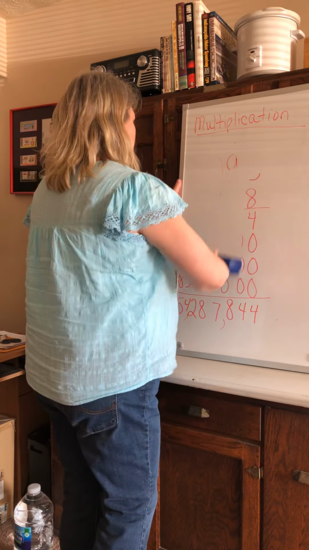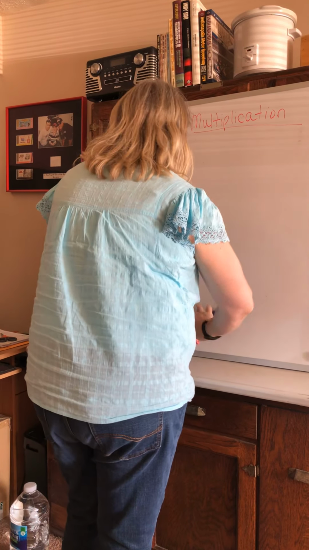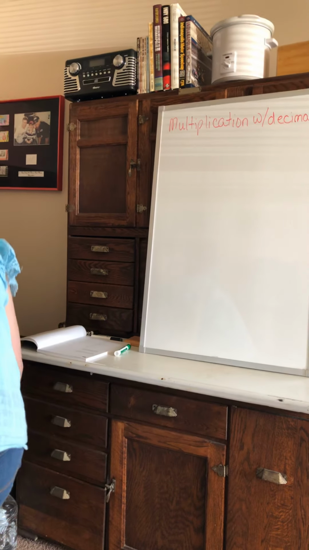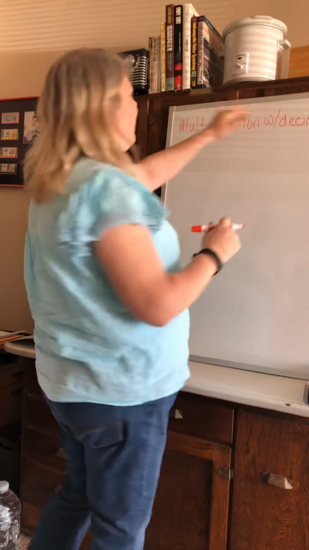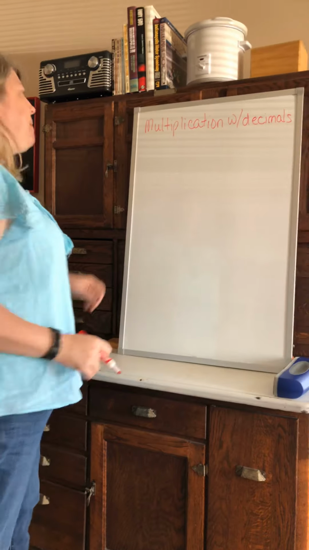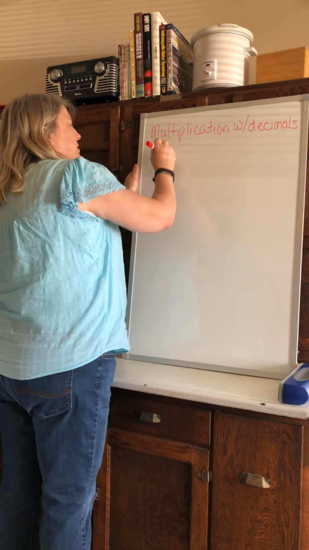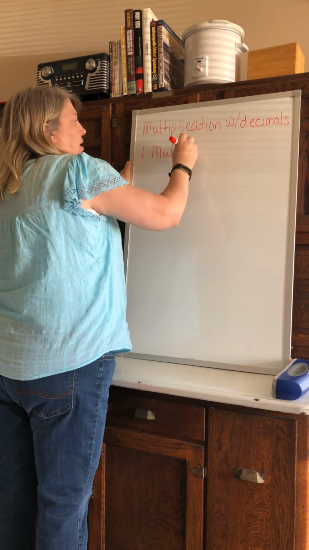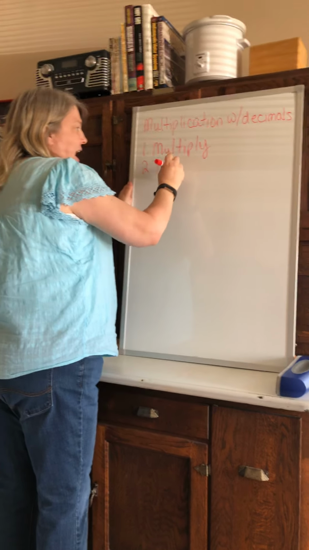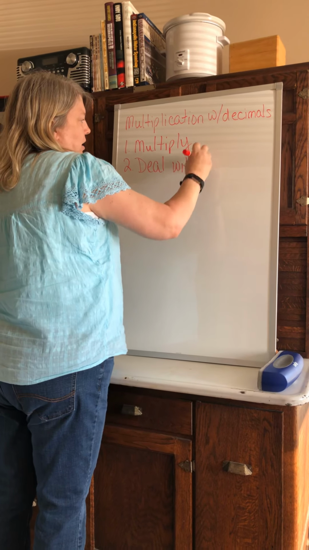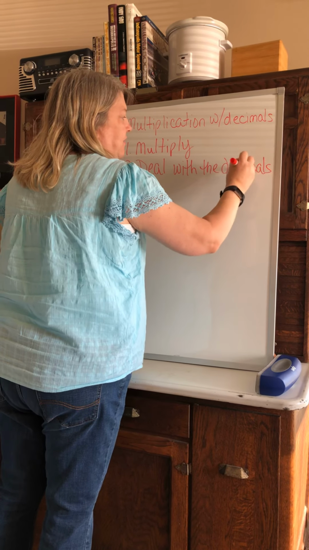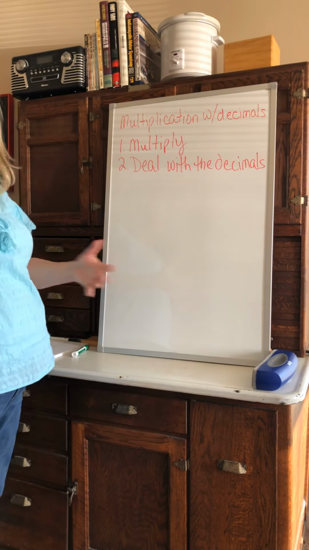Okay, now I'm going to flip to the next board, and we are now going to look at multiplication with decimals, okay? Multiplication with decimals, it's not bad at all. The very first thing that you're going to do is, well, you're going to multiply. The second thing you're going to do is you're going to deal with the decimals after that. So not too bad. It's just a few steps that are different from what we just did.